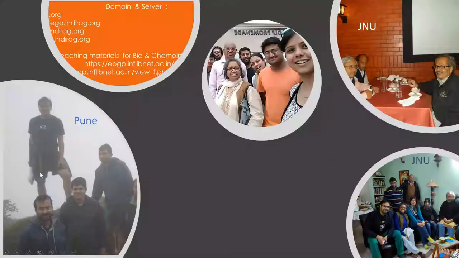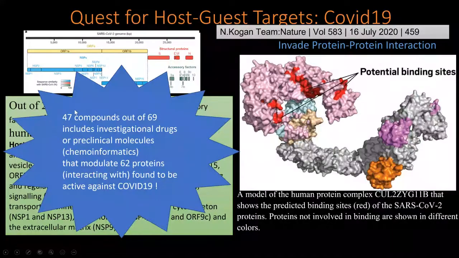Out of the 69, 47 compounds were found to modulate 62 proteins. These are human proteins. This is the best thing. That means they are binding somewhere here, one of those. So these compounds will not bind to the virus, but will bind to host proteins and not allow the virus to interact. This is supposed to be the best way to find an antiviral drug. And I'm not sure why people didn't try this earlier.